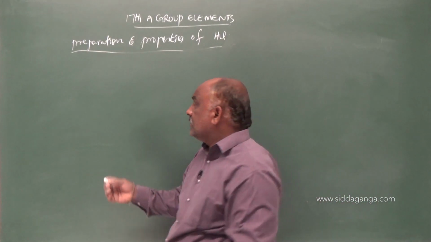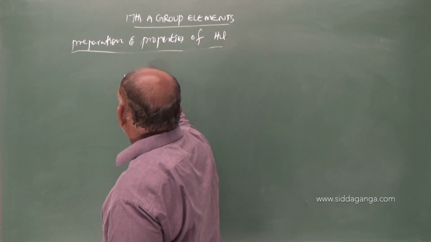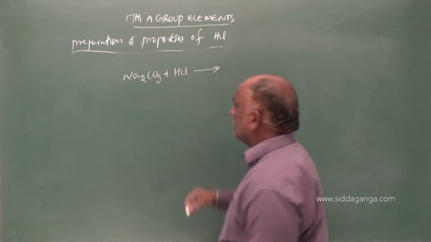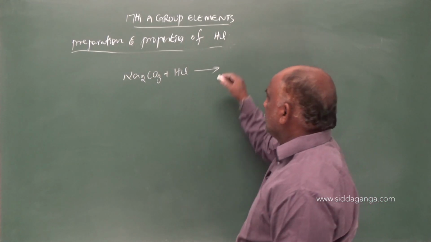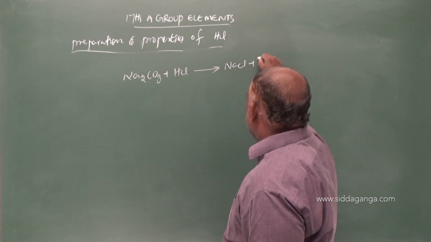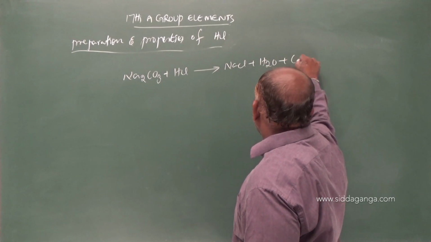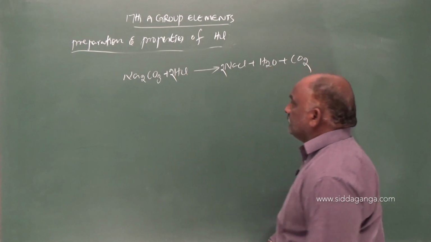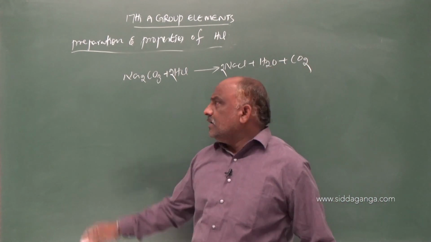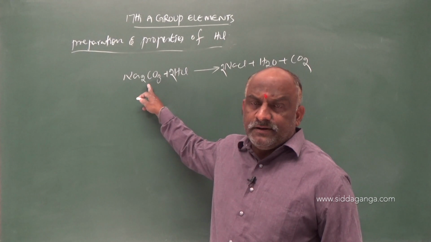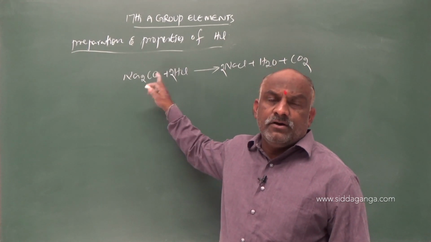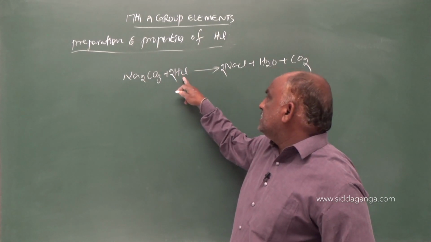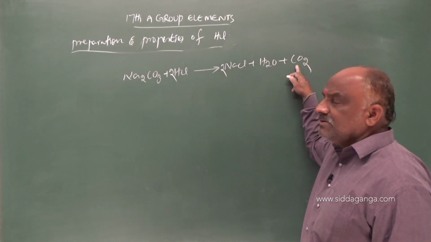Suppose Na2CO3 plus HCl, what will be the answer? Carbonates: NaCl plus H2O plus CO2. Clear. Sodium carbonate is a salt which can be obtained from a weak oxy acid. Na2CO3 plus HCl gives NaCl plus H2O plus CO2.